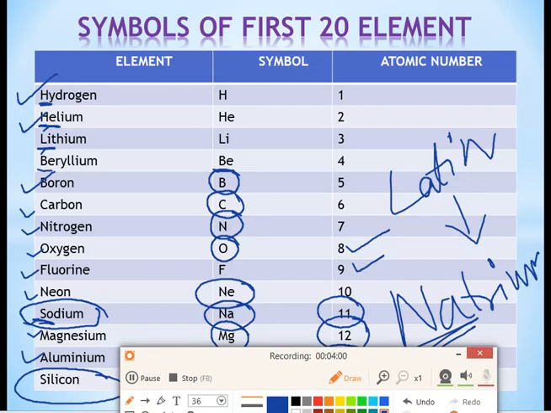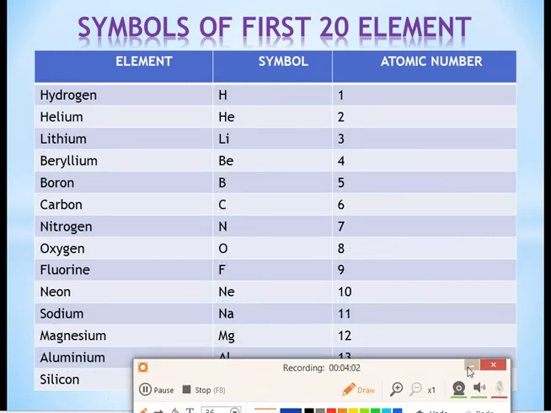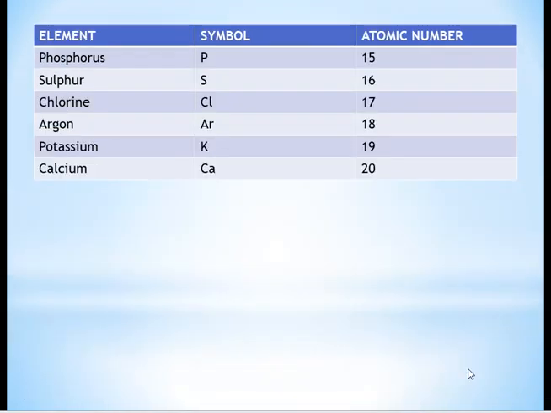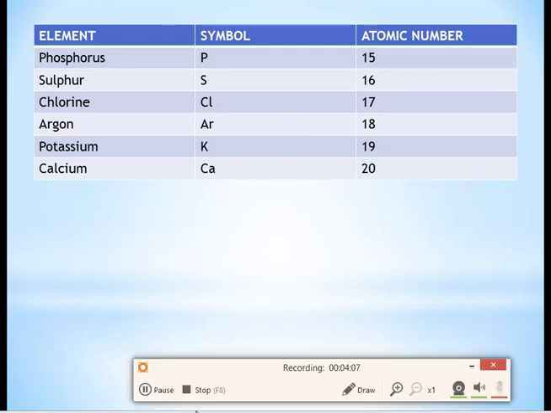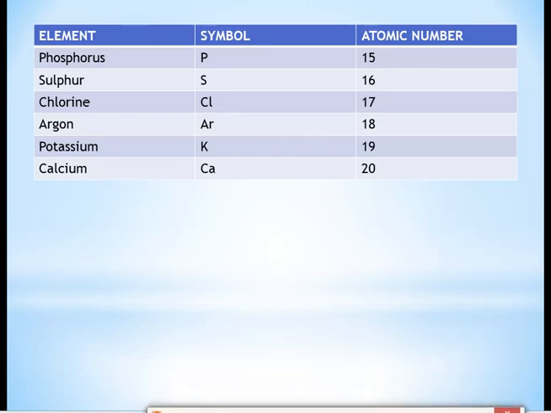Now next, from atomic number 15, we will see the next slide. See, now we have phosphorus and its symbol is very easy. What is the symbol of phosphorus? It's P. Atomic number is 15. The symbol of sulfur is also very easy. It is taken as the first letter, that is S, and the atomic number is 16.